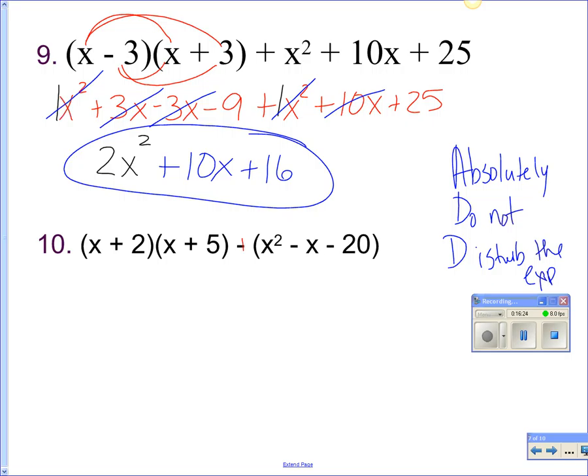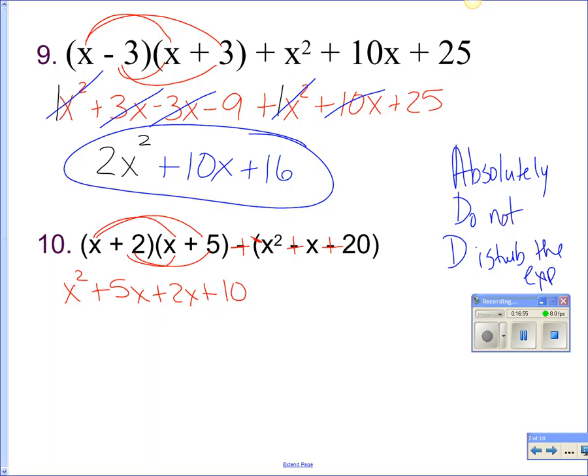This becomes a plus. What does the x squared change to? Negative. You have to change that one. Negative x becomes a positive, and negative 20 becomes a positive. Okay, so do that. All right, now let's lobster claw this one. X times x, x squared. X times 5, 2 times x, and 2 times 5, 10.